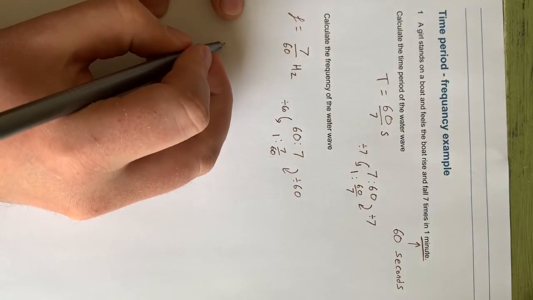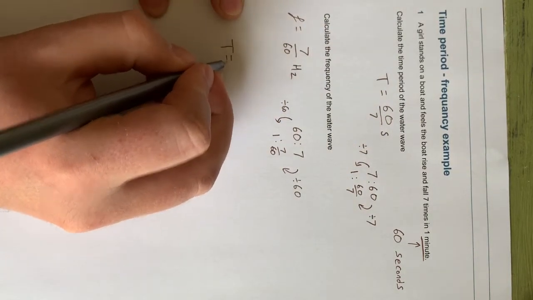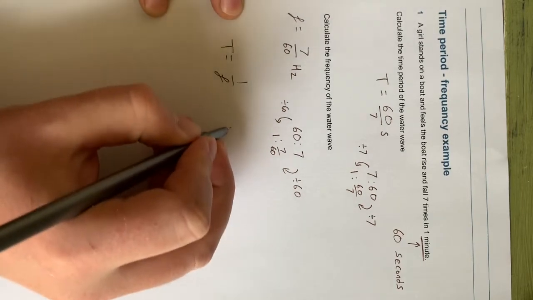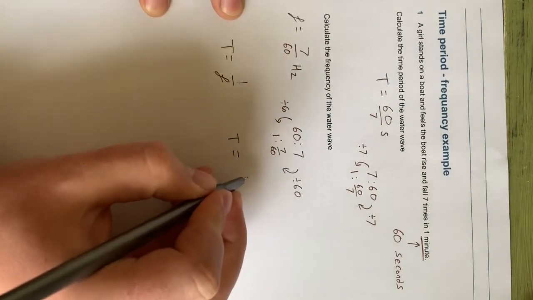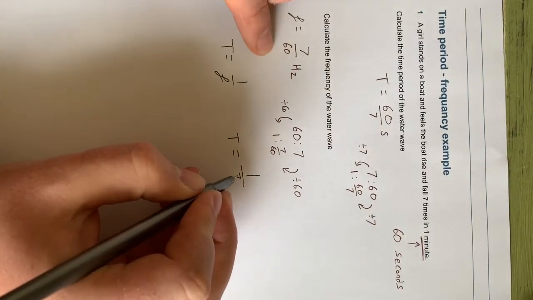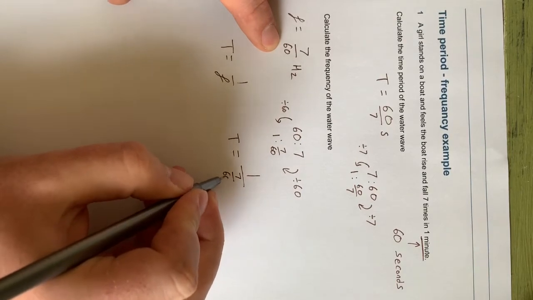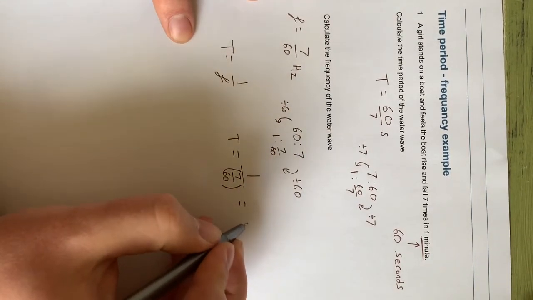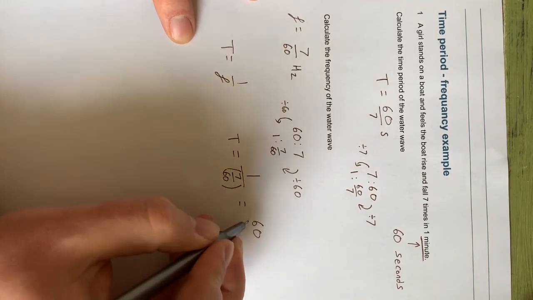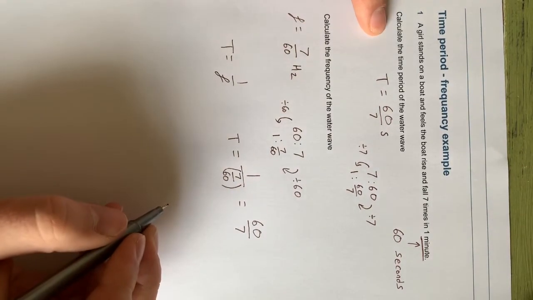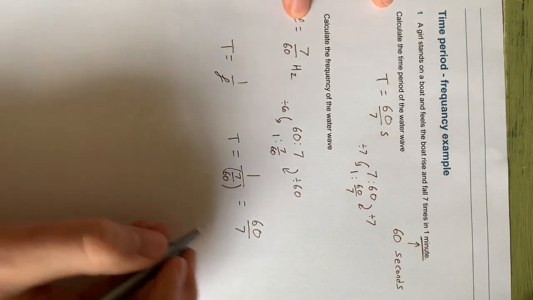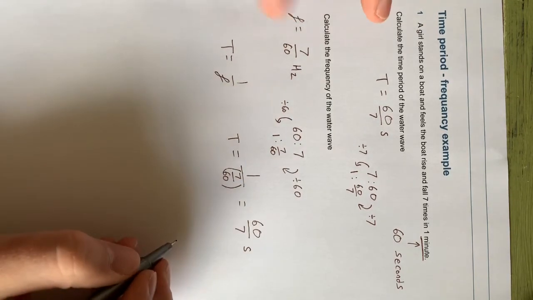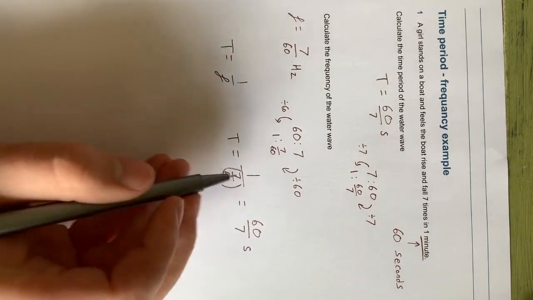Last thing I'll say though, look, is that these fractions are very similar. And this is where our formula comes in, that time period is 1 divided by frequency. If we get our frequency, we can put that into this formula and we would find that the time period is then 60 divided by 7. So once you work one out, you could use the formula to work the second one out. So these two, the time period and the frequency, are linked by this number 1.